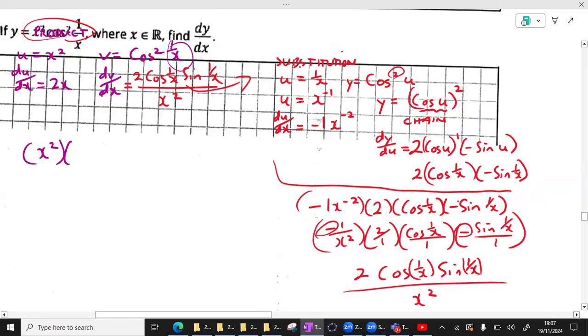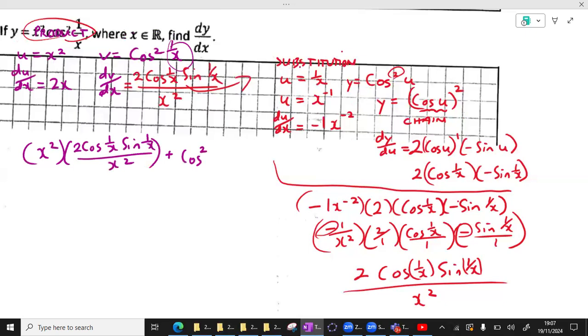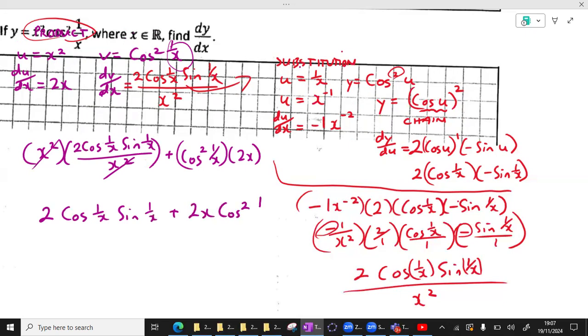U times dv dx. So I'm just filling this in. Plus, so u times dv dx plus v times du dx, which is 2x. Okay. Now the x squareds cancel there, so that just ends up being 2 cos of 1 over x, sine of 1 over x. This is 2x, and it's cos squared 1 over x.